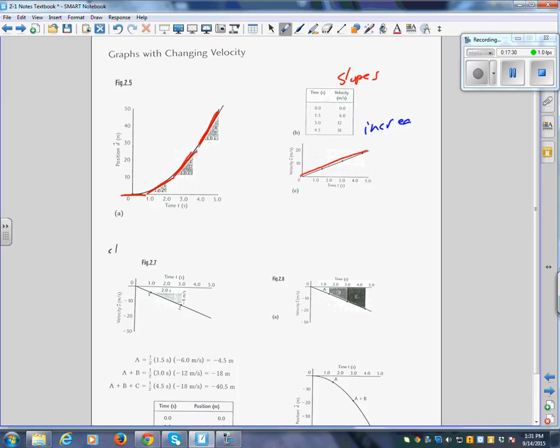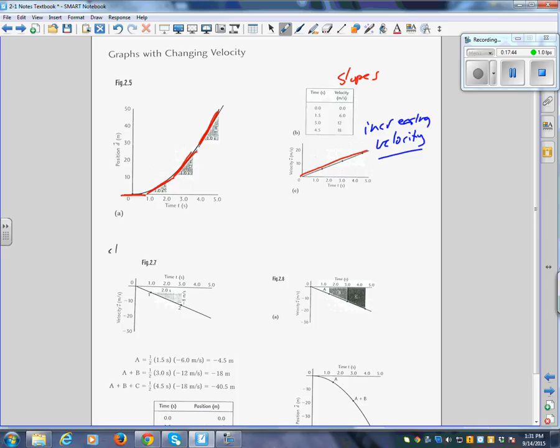This is increasing velocity, right? Everybody with me? Down below the graphs in the textbook.